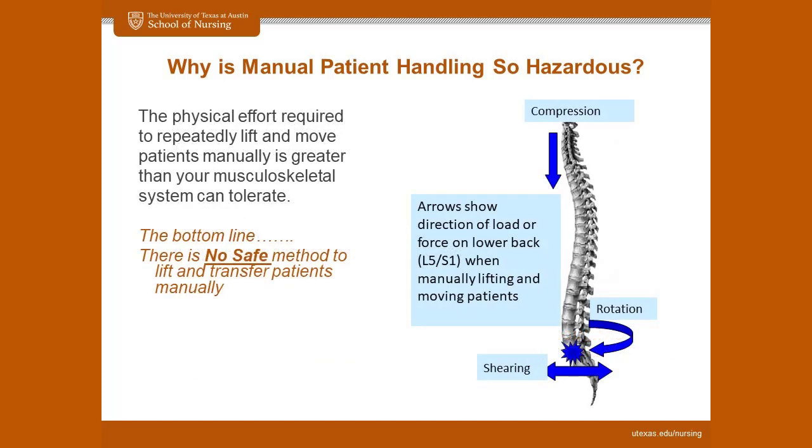The physical effort required to repeatedly lift and move patients manually is greater than your musculoskeletal system can tolerate. Note this diagram of the spine, showing compression, rotation, and shearing forces that are impacting our spine when we manually lift and move patients. The bottom line is that there is no safe method to lift and transfer patients manually.